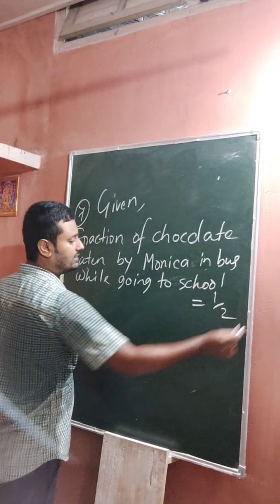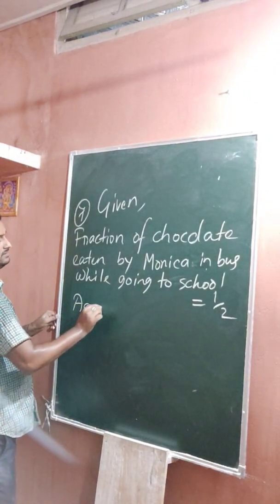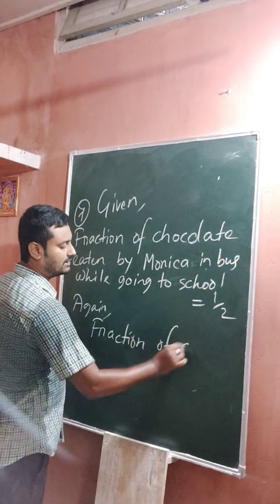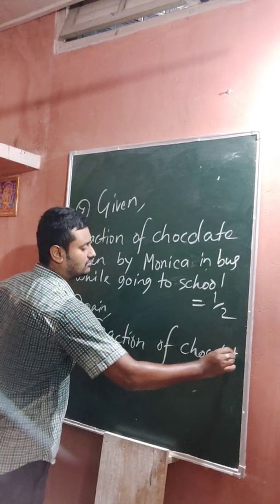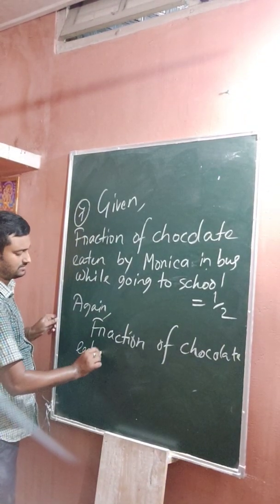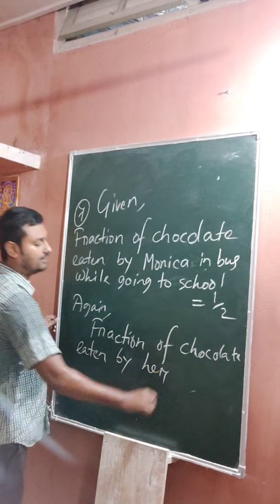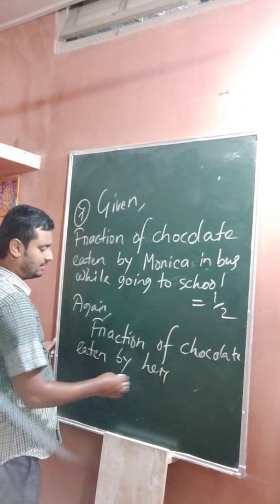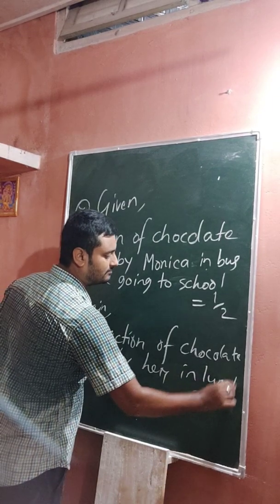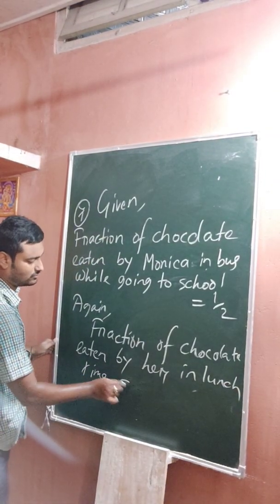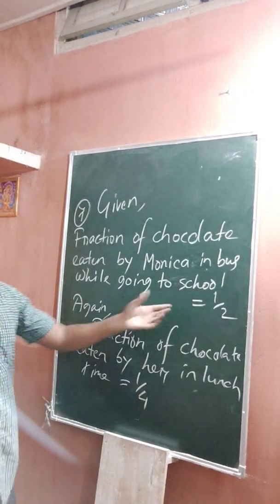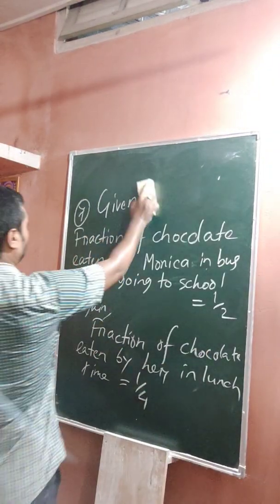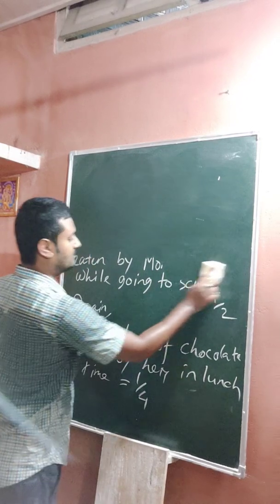That is 1/2. Again, fraction of chocolate eaten by her, because one time you use the name, then the second time you can use "her" also. Fraction of chocolate eaten by her in lunch time, that is 1/4. So 1/2 eaten in the bus while going to school and 1/4 eaten in lunch time. So now you just find the remaining part of the chocolate.